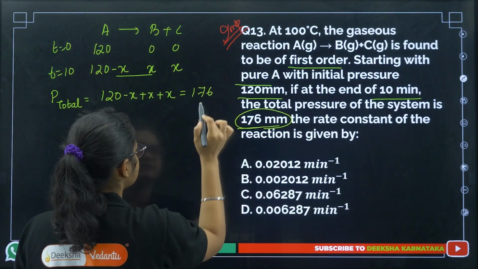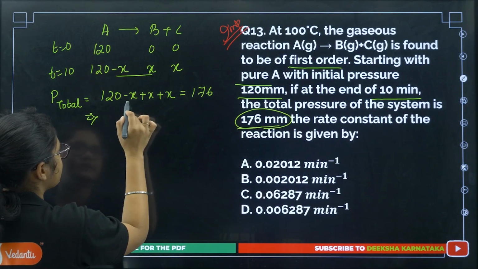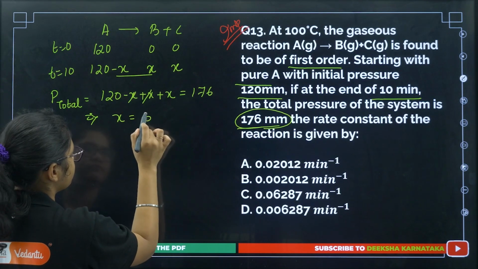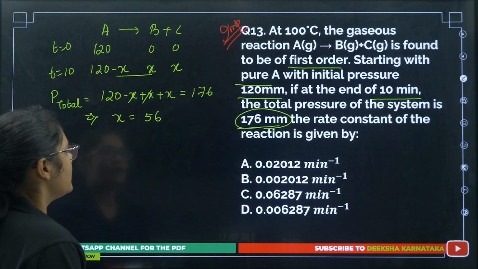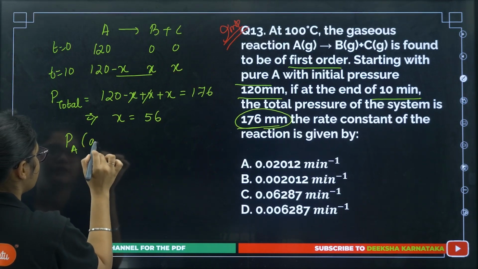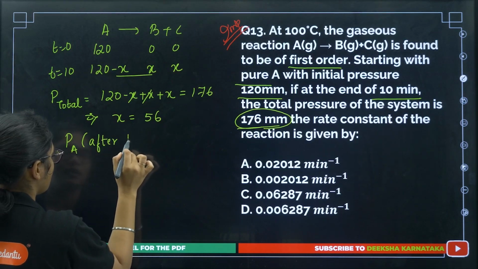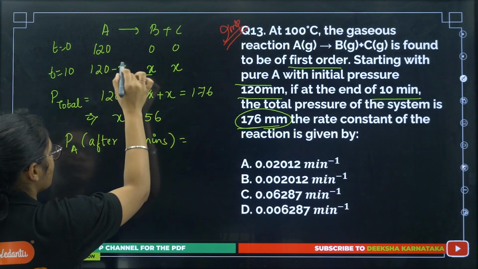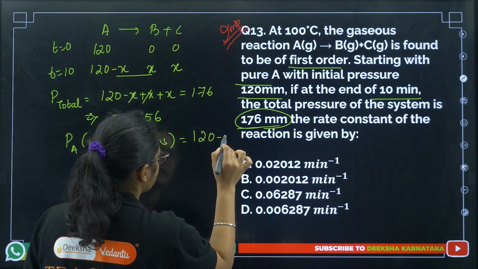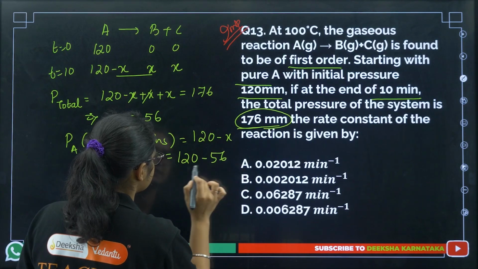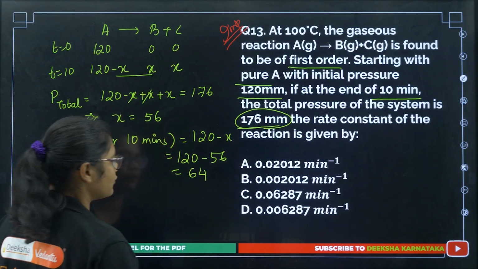So I can write like this. So that equals, X will cancel, 120 plus X. So X is equal to 56, right? Now if you see, what is pressure of A after 10 minutes? After 10 minutes, pressure of A is this one, 120 minus X. I can substitute now 120 minus 56, that is equal to 64, right?